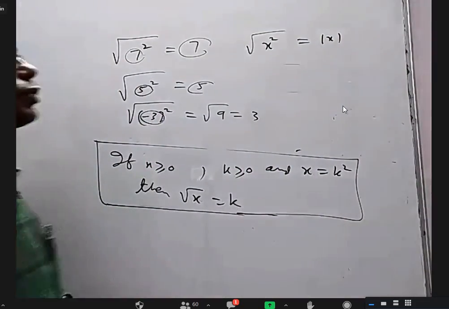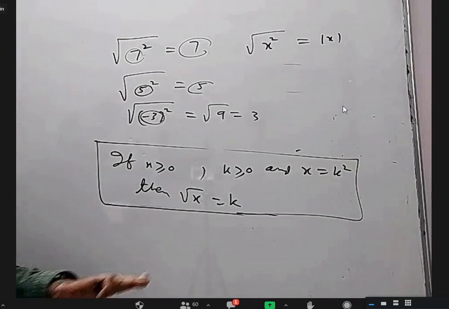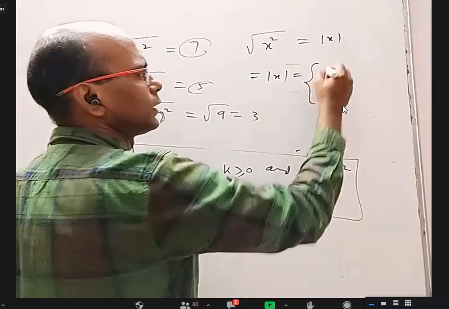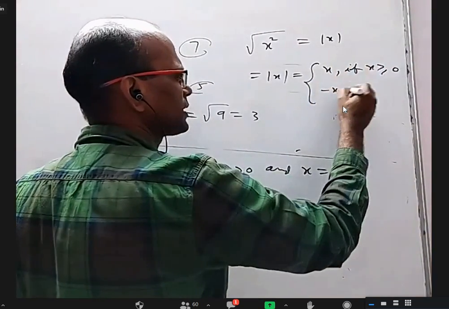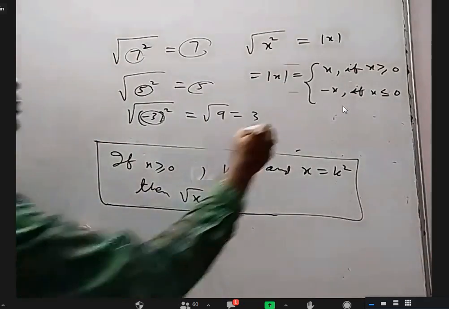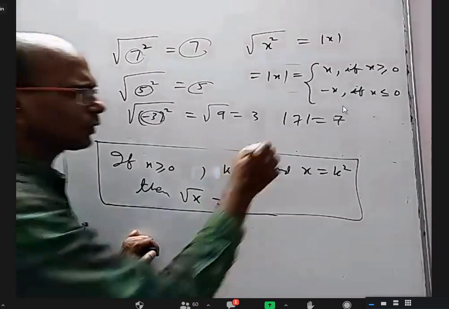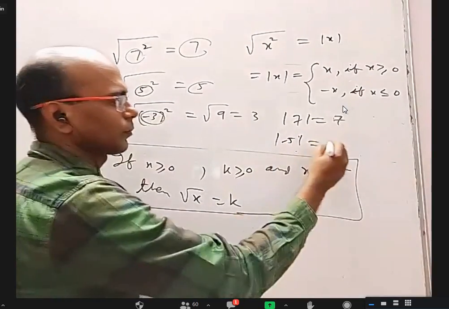So root x square is not x. Please remember that it is mod x. And the definition of mod x is: it is x if x is greater than or equal to 0, and minus x if x is less than or equal to 0. For example, mod 7, all of you know the answer is 7, right? Mod minus 5, what is the answer? 5.